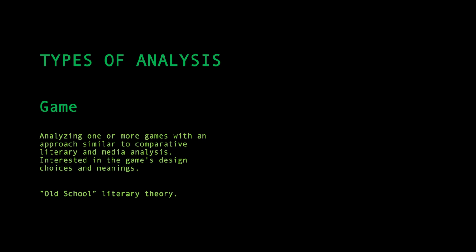So when we're talking about game analysis, this is the most old school, which is funny because it's also kind of the most new school. When we're analyzing something through the game type of analysis, it's interested in sort of like literary criticism and media analysis. We're interested in the game's design, its choices, and its meanings.